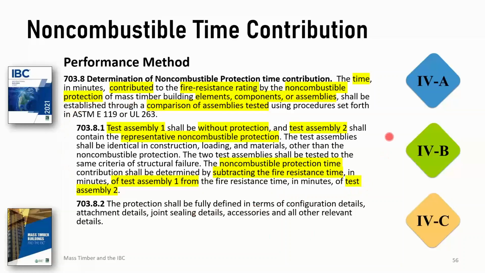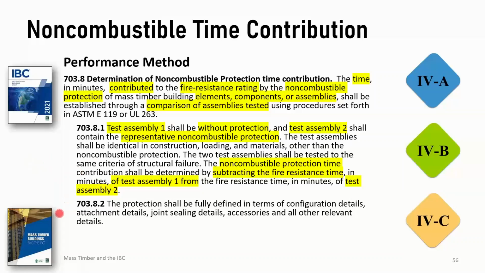Test the assembly, the mass timber assembly without. Test one to be without the protection, and then test it with the protection. And the code provides a way for any non-combustible material in the typical fire resistance tests to demonstrate that it's contributing 2/3 of the fire resistance rating.